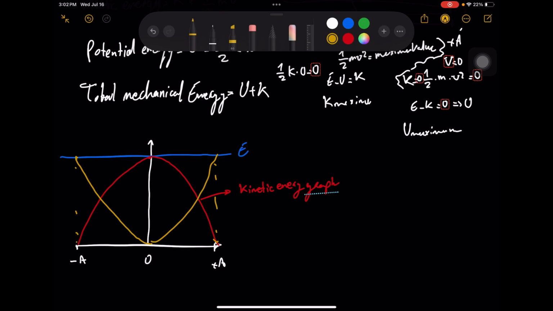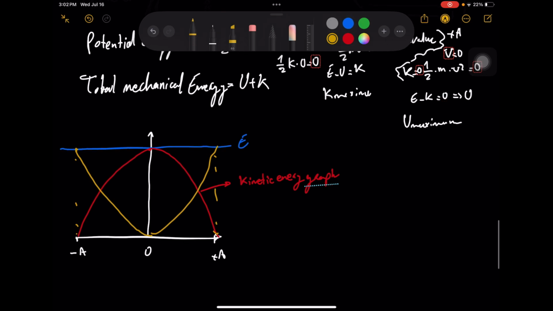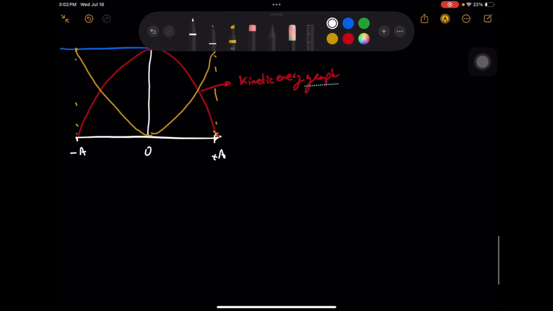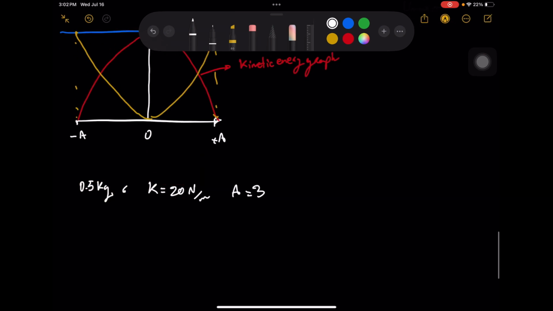To give you a better understanding of what we are going through, let's walk through an example. Imagine a 0.5 kilogram cart attached to a spring with k equals, for example, 200 newtons per meter, and the amplitude is 3. So what is the total energy?